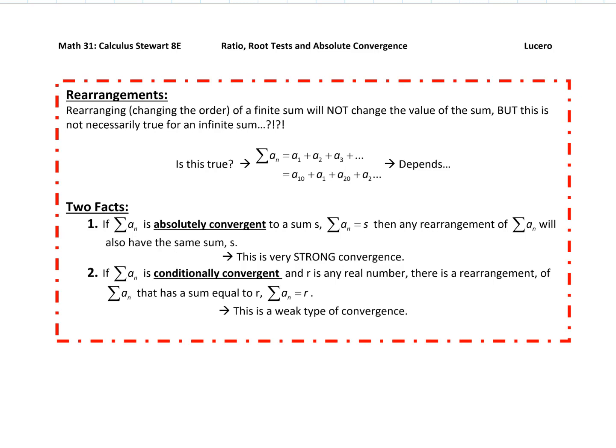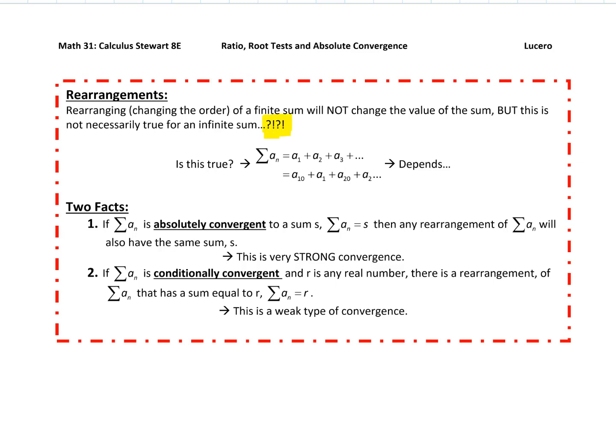So if we had a finite sum, if we were adding up 5 numbers, we could reorder them in any way. Mathematically, we could reorder them in any way and still have the same sum. Of course, rearranging a finite sum does not change the value of the sum. But is that true? The question would come up, is that true for an infinite sum?